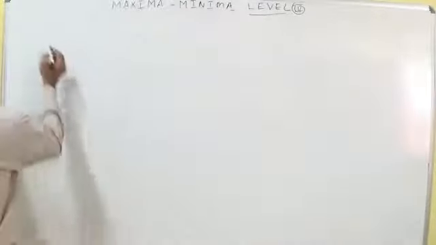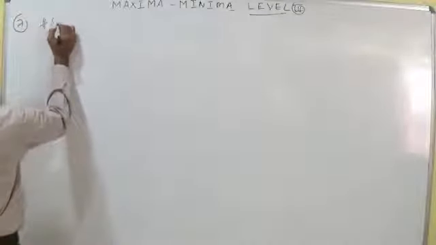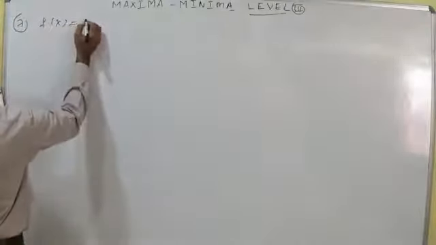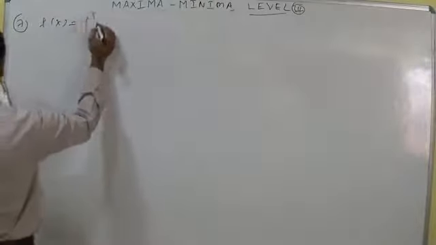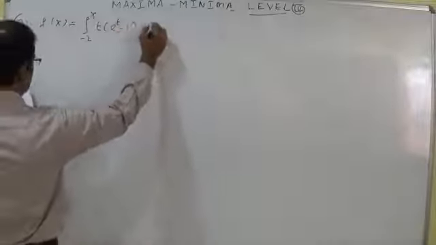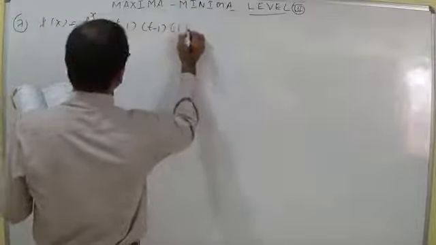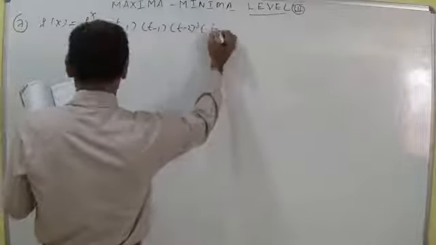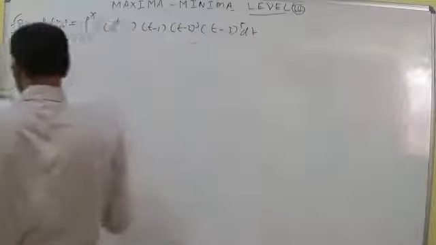Next, let us discuss the 7th one. This is also a different sum. The function f of x is equal to the integral from minus 2 to x of t into e power t minus 1 into t minus 1 into t minus 2 whole cube into t minus 3 whole power 5 dt, has a local minimum at x is equal to dash.